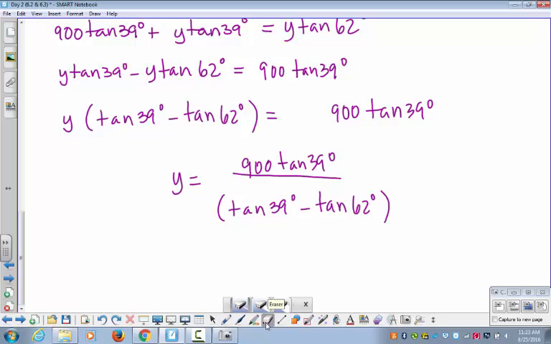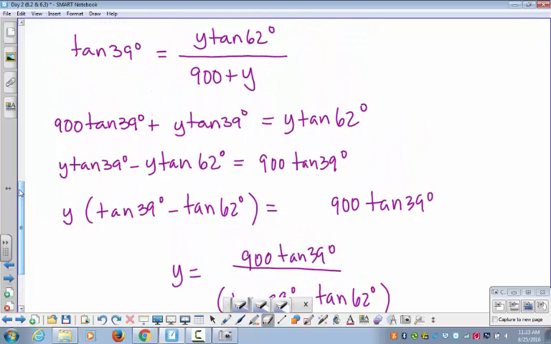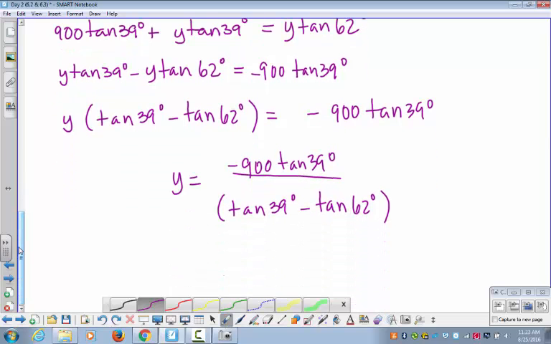Yeah? 900 tan 39, this should be negative or no? It should be negative when I move it to the right. Did I not make it negative? Ooh, muy mal. Yes, thank you. So that subtracts over to create a negative. That subtracts over, so that should absolutely be negative. Thank you. Good eye. Very good.